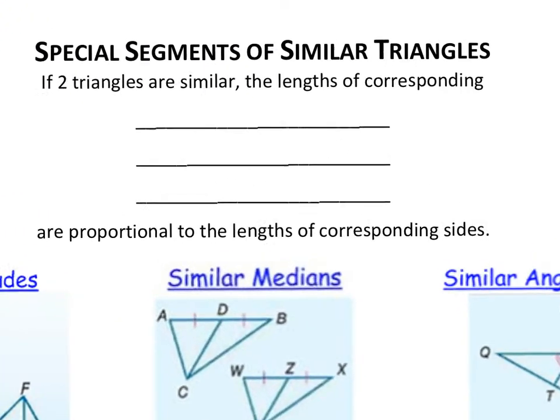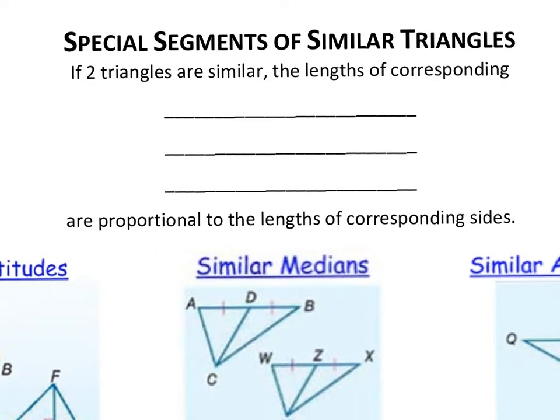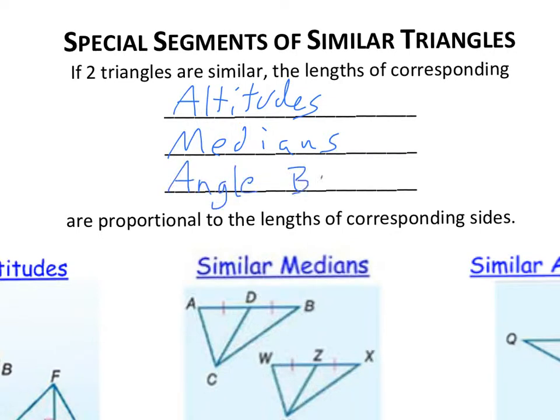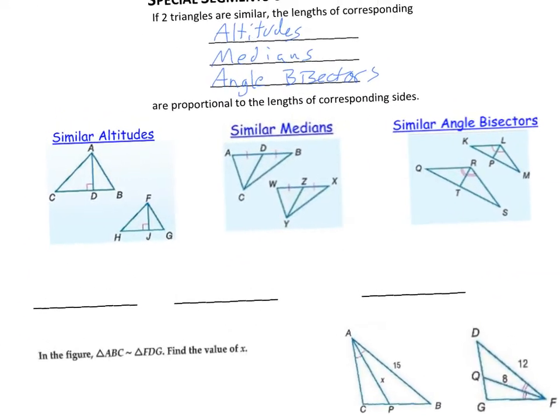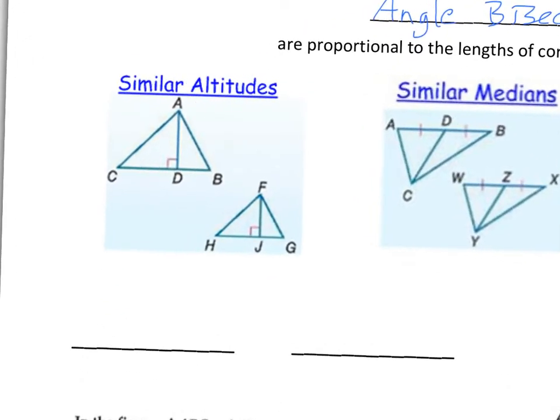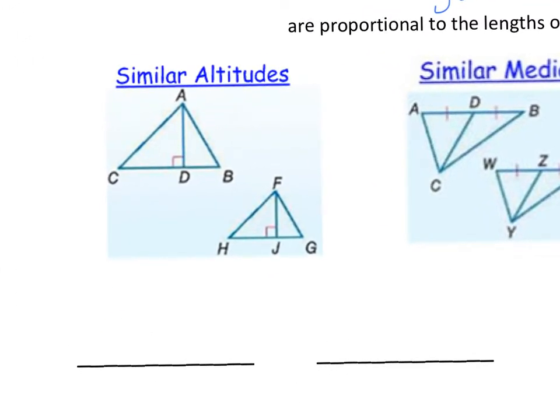You can probably tell by the diagrams on your notes what those three are. They are altitudes, medians, and angle bisectors. Okay? And what this means is, let's look at these altitudes first.